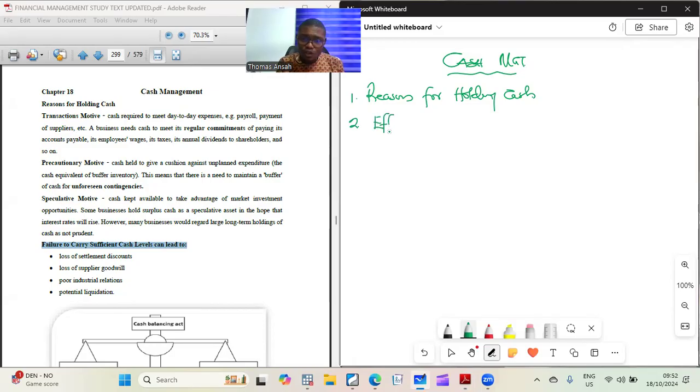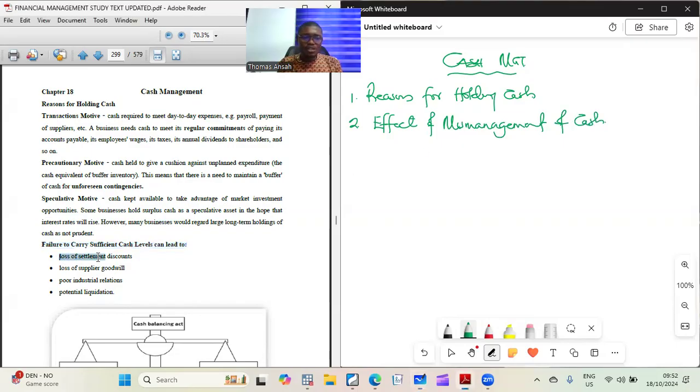So that is it. Of course, the second thing you need to learn is the effect of mismanagement of cash. If you mismanage your cash, you realize that as a business, you won't be able to purchase at a discount, because you have to have the cash available so that you can buy things at a lower price.